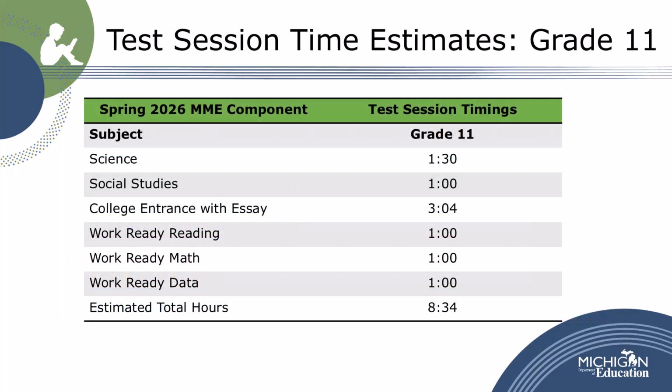These are the testing time estimates for 11th grade. Again, for M-Step, the time estimates for each test do not include time for reading directions, answering questions, or other classroom tasks. M-Step is not a timed test. The times provided are estimates to be used for scheduling purposes. The operational 11th grade M-Step Science test is estimated to take 90 minutes. The M-Step Social Studies is estimated to require 1 hour.